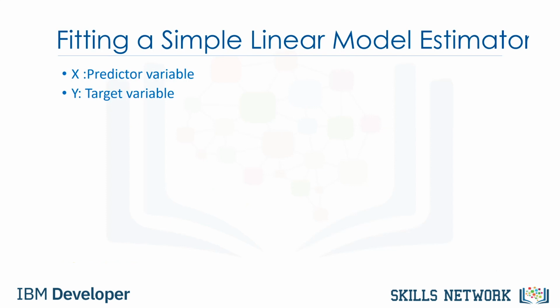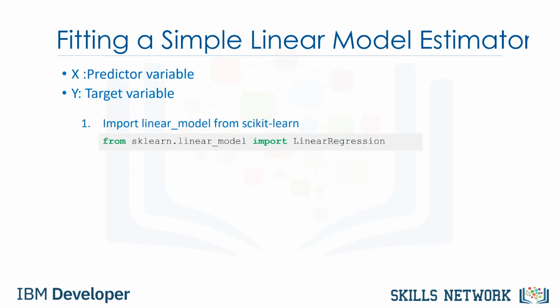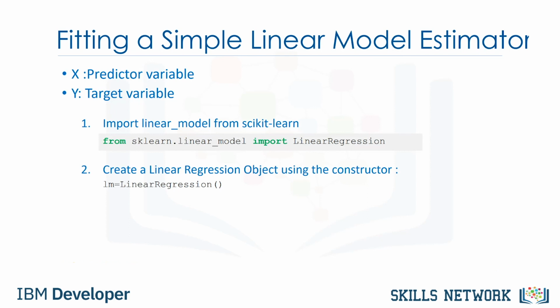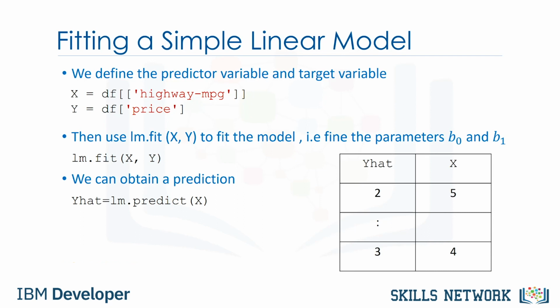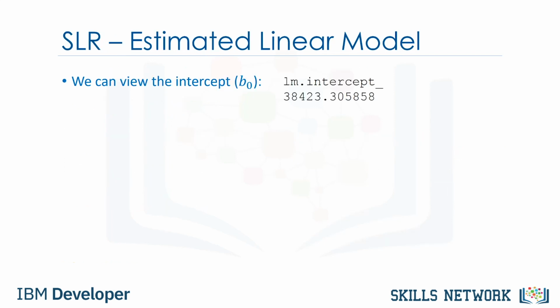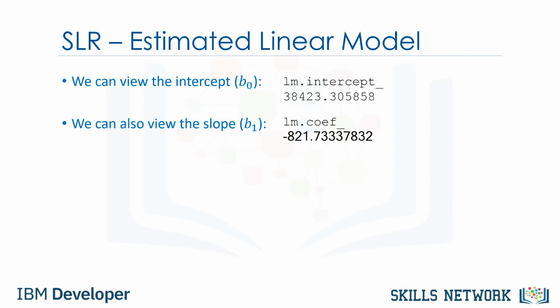To fit the model in Python, first we import linear model from scikit-learn, then create a linear regression object using the constructor. We define the predictor variable and target variable, then use the method fit to fit the model and find the parameters b0 and b1. The input are the features and the targets. We can obtain a prediction using the method predict. The output is an array. The array has the same number of samples as the input x. The intercept b0 is an attribute of the object lm. The slope b1 is also an attribute of the object lm.